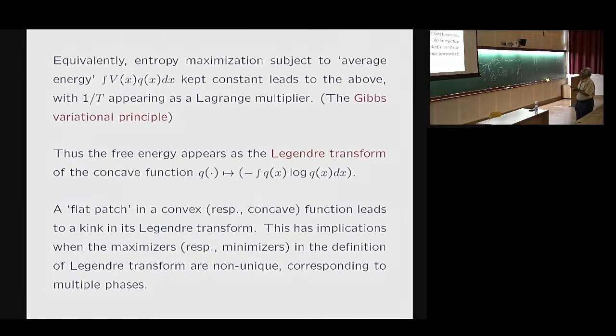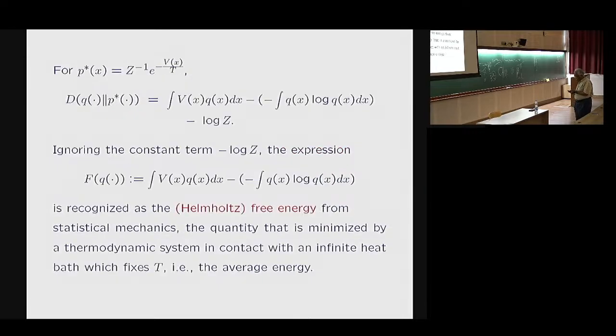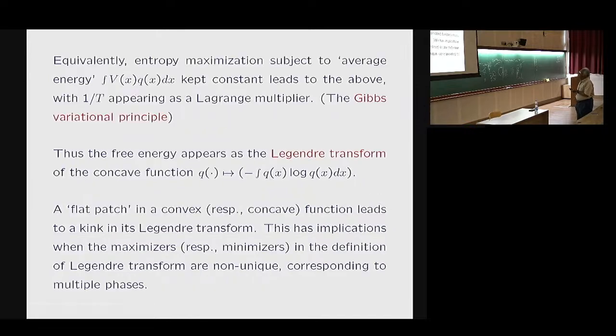Equivalent, you can pose it as a constraint optimization, maximization of entropy subject to some energy constraints, or the other way, and then you get the temperature appearing as a Lagrange multiplier. And this, at least in probability theory, is called the Gibbs variational principle: the fact that minimizing this leads to what is called the Gibbs distribution. I don't know, is it the same terminology in physics?